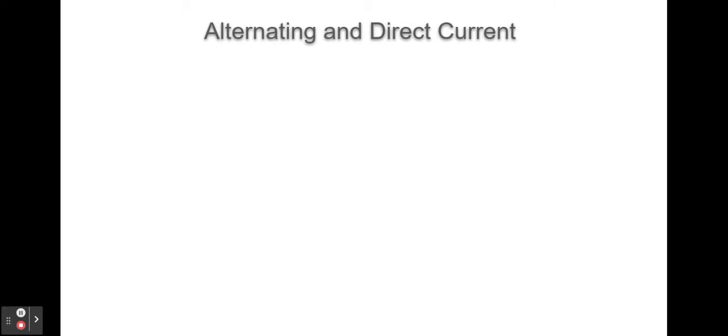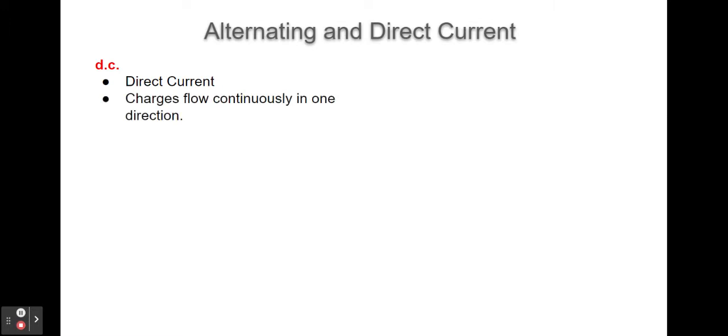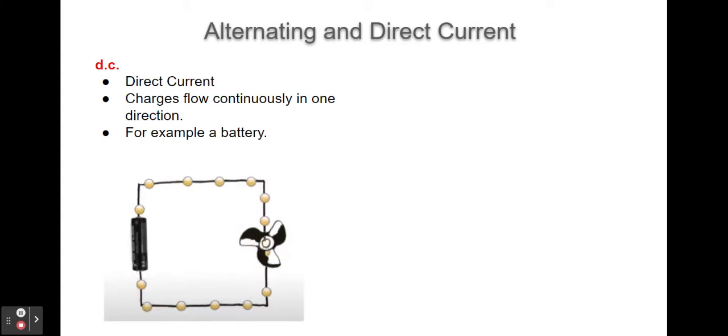Now, there are different types of electrical current that can occur, what's called alternating current and direct current. So let's start with direct current. Direct current, or DC for short, is where the charges flow continuously in one direction, for example, from a battery. So here's a little picture showing the charges flowing out of this battery around the circuit and causing a fan to spin. That would be an example of a direct current.